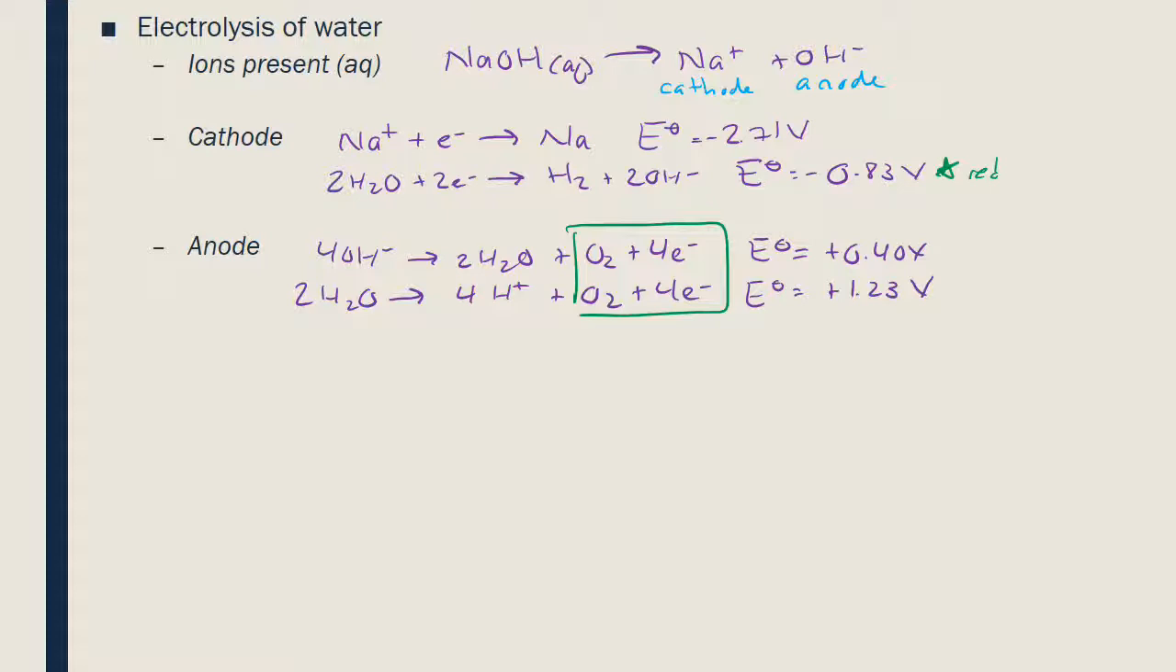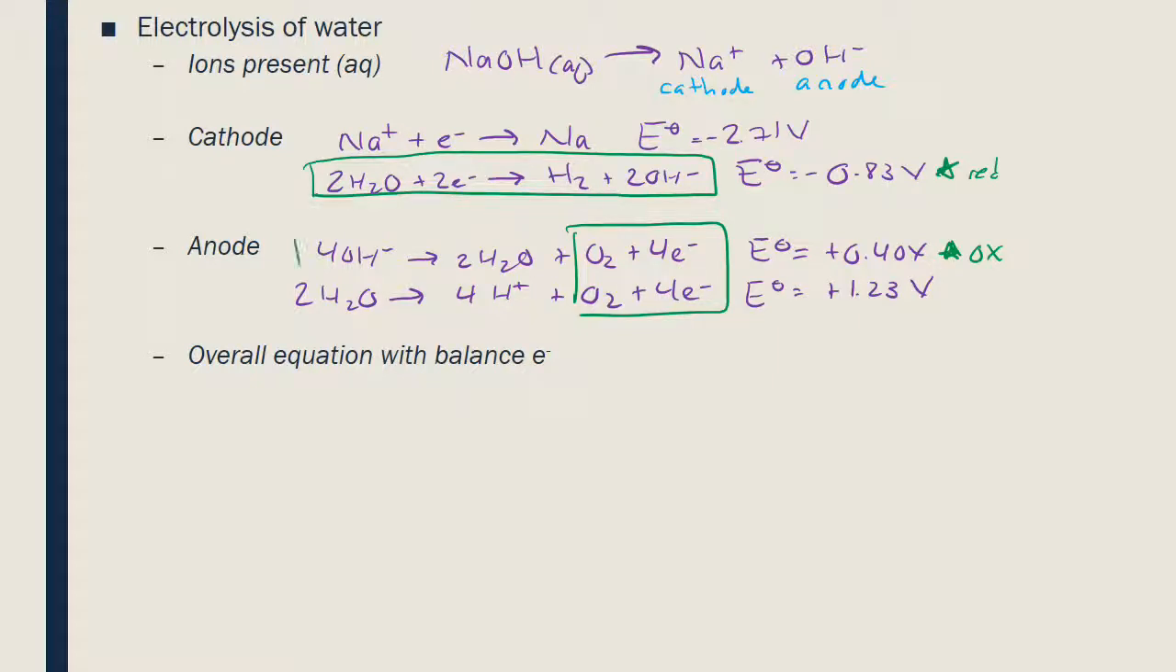But for the sake of knowing how to read the E theta values, because we're being oxidized, the lower positive number is the value we choose for oxidation. So now that we know which ones are going through our redox reactions, I'm going to quickly just circle them.